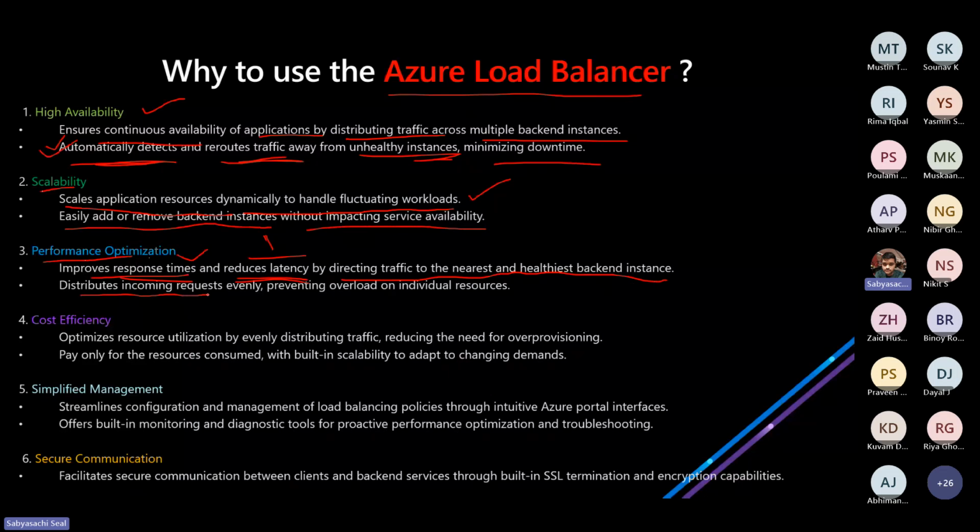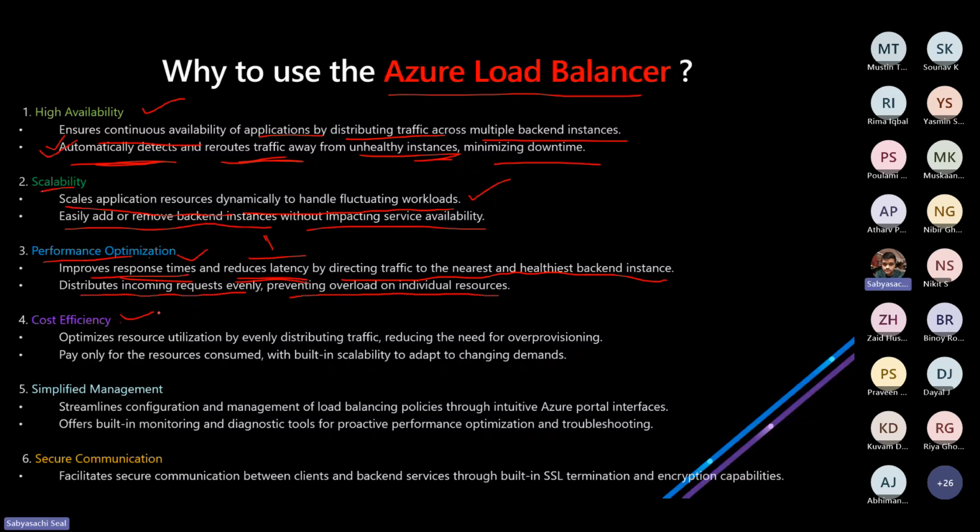It distributes incoming requests evenly, preventing overload of individual resources. We talked about this. So if there are multiple requests that are coming, it will distribute that traffic and basically not let any one of the machines get overwhelmed.